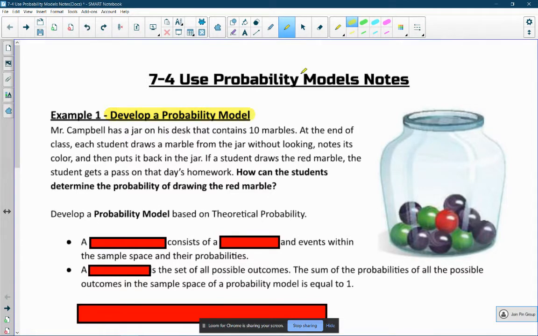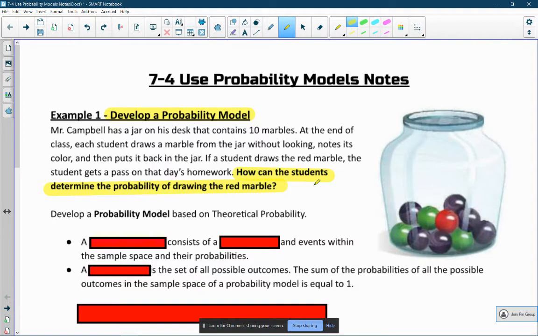So it says Mr. Campbell has a jar on his desk that contains 10 marbles. At the end of the class, each student draws a marble from the jar without looking, notes its color, and puts it back into the jar. If a student draws a red marble, the student will get a pass on that day's homework. Our question then is, how can the students determine the probability of drawing a red marble?